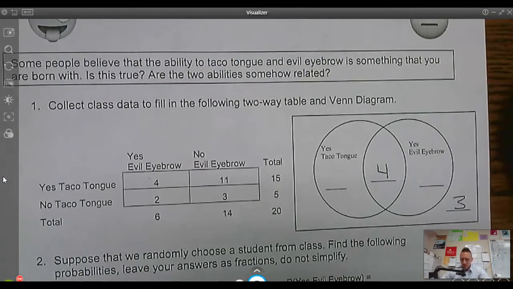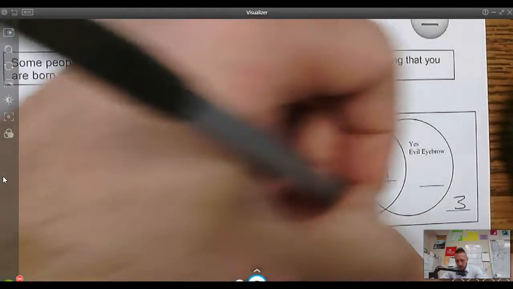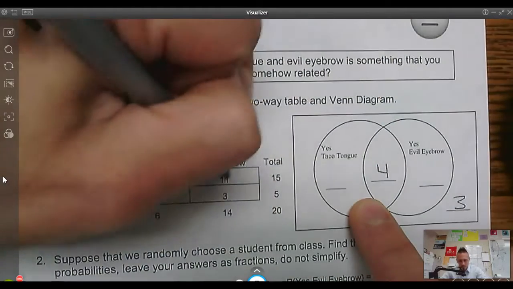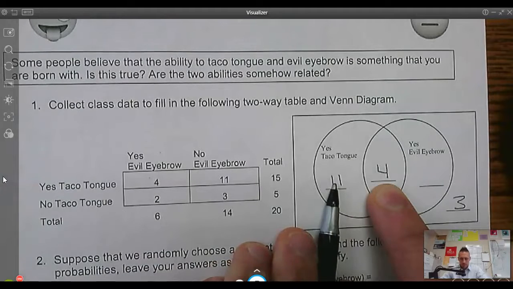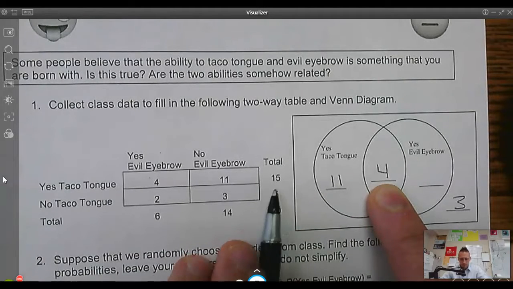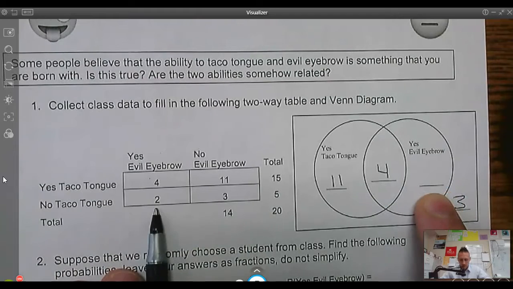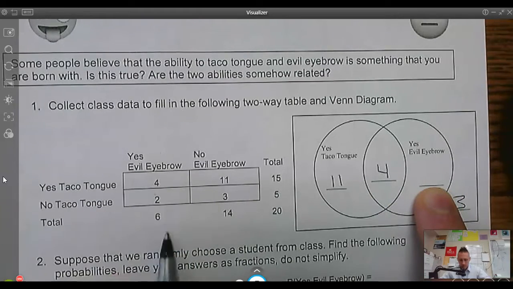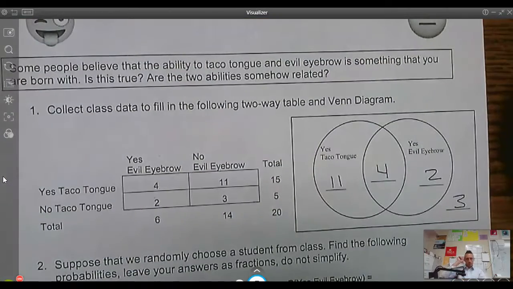The other 2 now should be a little bit more straightforward. Yes, taco tongue has to be within the taco tongue circle. So there's 11 students. There's 15 total. The 4 plus the 11 is where the 15 comes from. And now here, there's 6 who could evil eyebrow. So you have 2 that could evil eyebrow but couldn't taco tongue, so the 2 goes there.